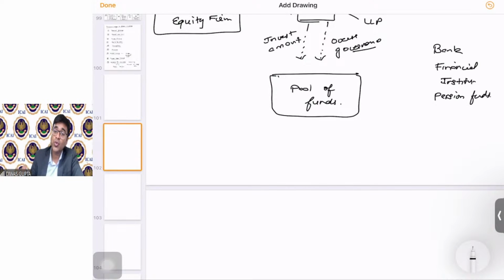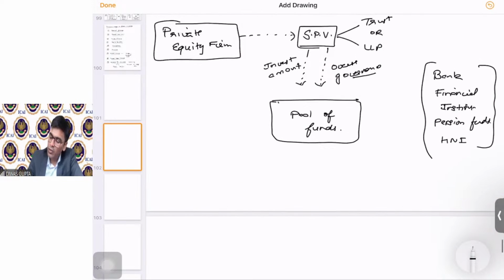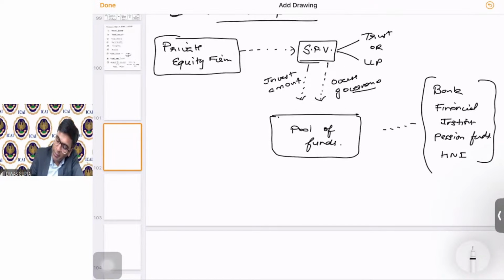So these are those who have ample of money, right? And then also high net worth individuals, right? So these people will also put amounts in this pool of funds. Whatever they want to put or how much they want to put, that they will decide, right?